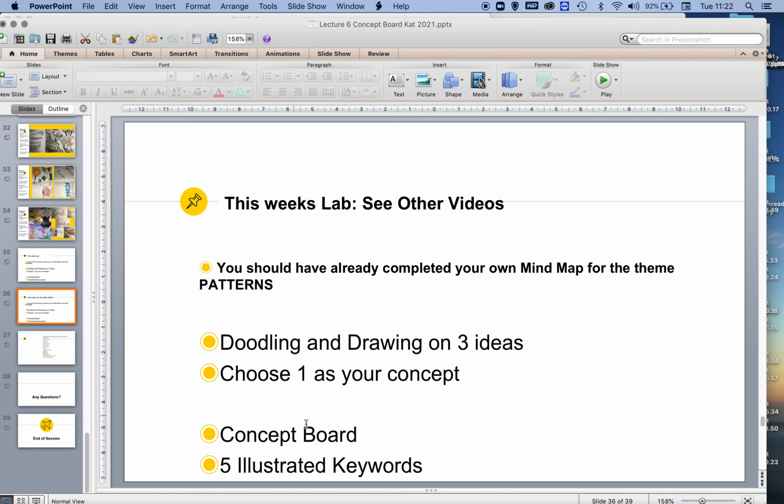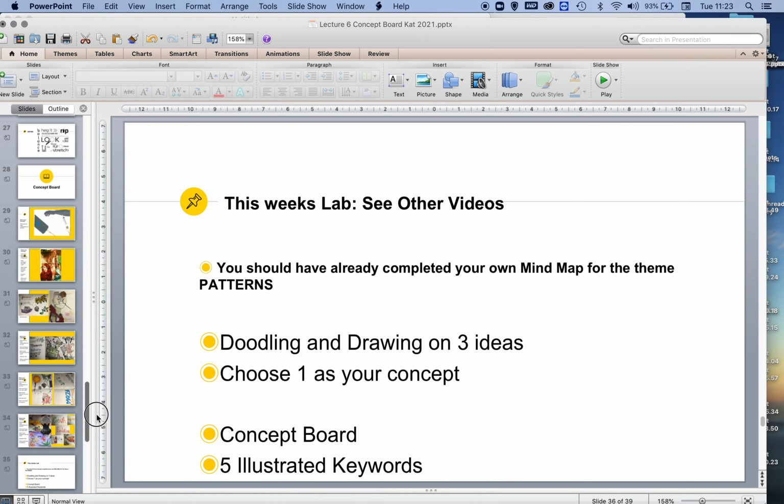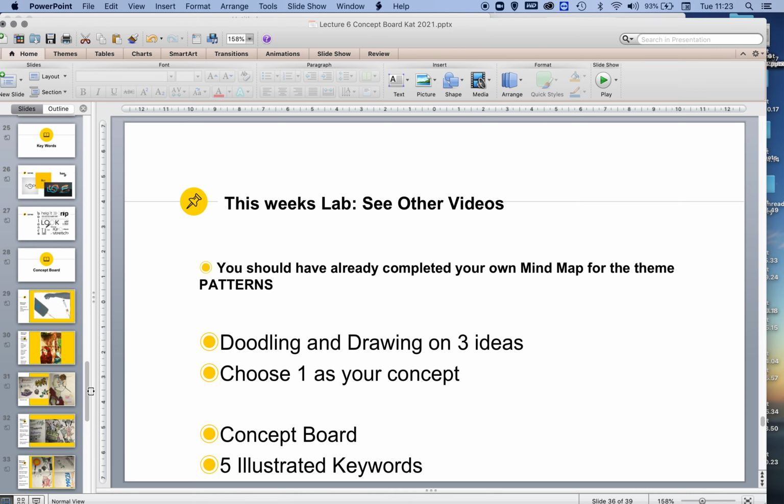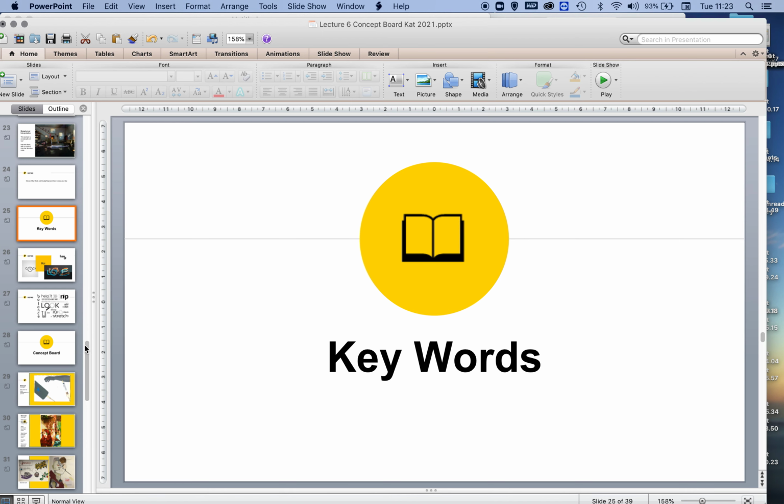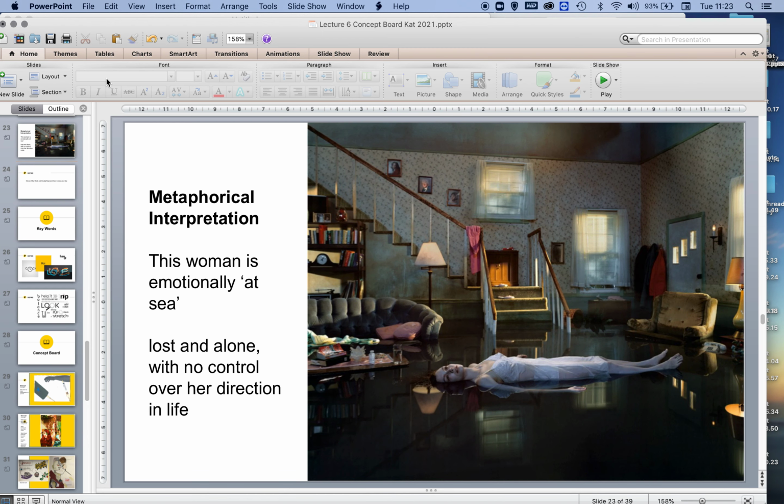before you get to the concept board and the illustrated keywords, you will do some doodling on ideas, and some drawing. You'll have done your own mind map, and then you'll choose one before you move on to your concept board and illustrated keywords. So you can have a look at the instruction videos on the doing and the doodling, because that's quite important, so that you have some exploration. So actually, I'm going to put in a slide there before we move on here.